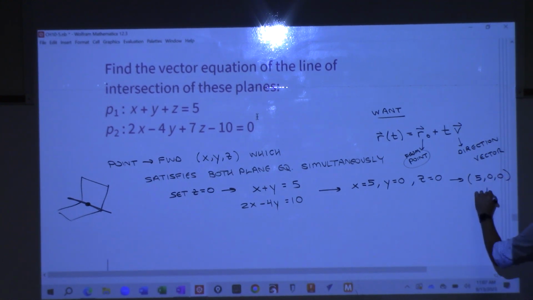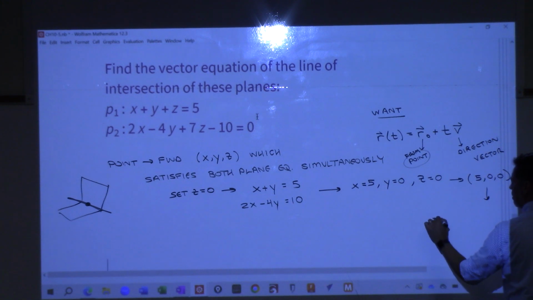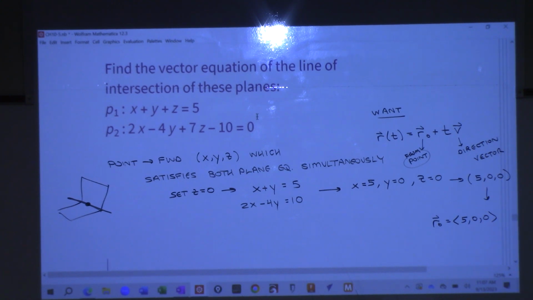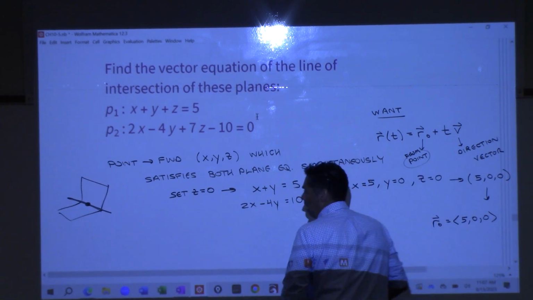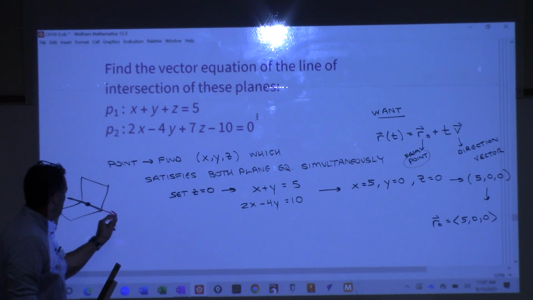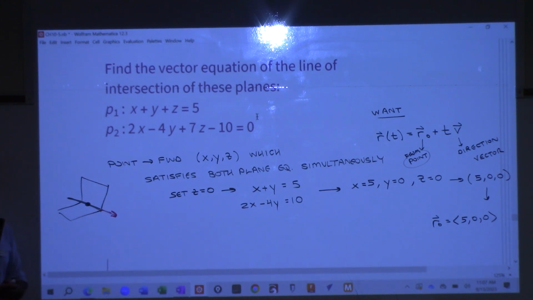And then what I'm going to do is convert that to the vector r naught, and that'll be the vector 5, 0, 0, like that. All right, so we have our vector that takes us to the line. That gets us from the origin to the line. Now what we need is a direction vector, and that means we need any vector we can find that runs parallel to that line.